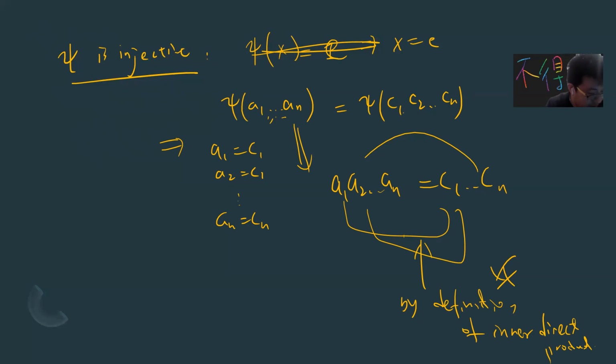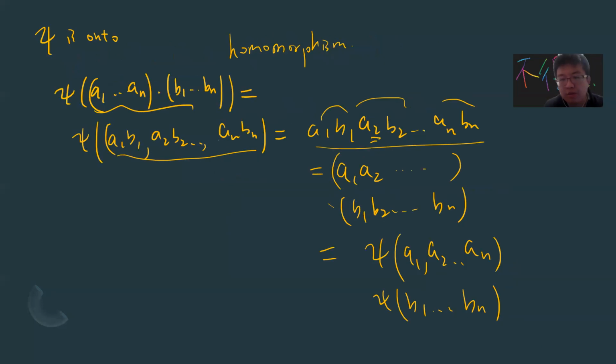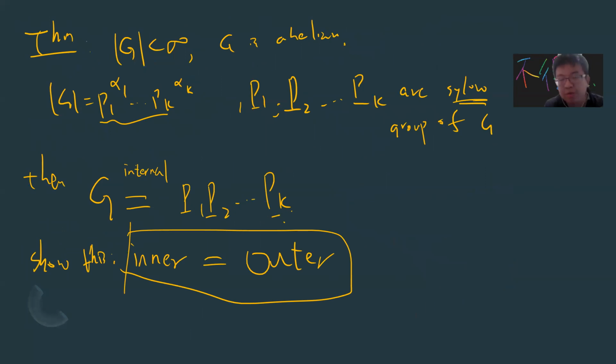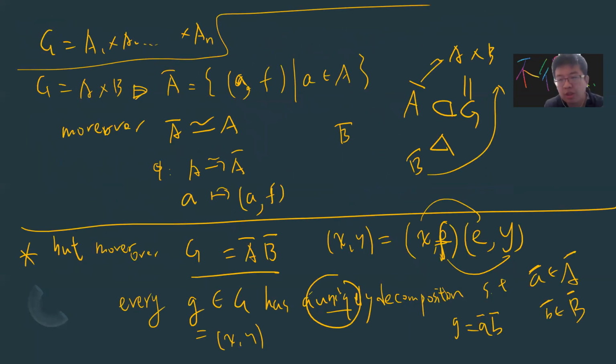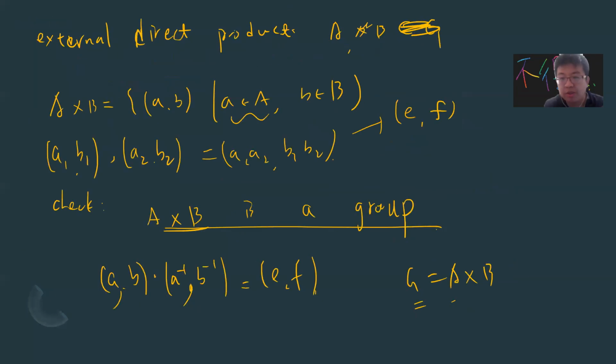So now we have this, and in the next video, we can start trying to prove that every finite abelian group is a product of cyclic groups. That's it. See you guys in the next video.